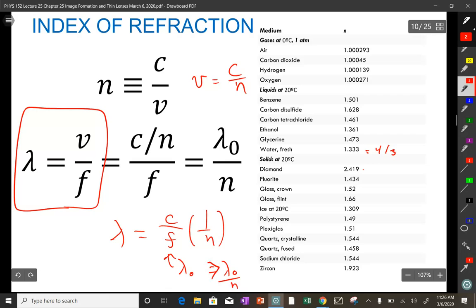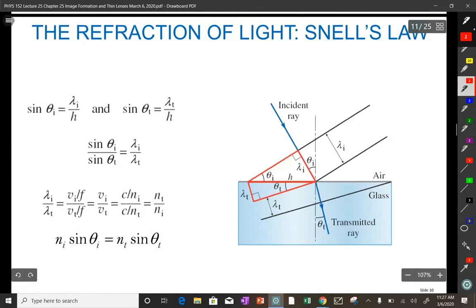So wavelength is equal to the wavelength in vacuum divided by the index of refraction. So the wavelength shortens when you go into any medium other than vacuum or air, by that relationship. So it's important to be able to calculate that wavelength shift. We've already done Snell's law, so I'm not going to go over that again.